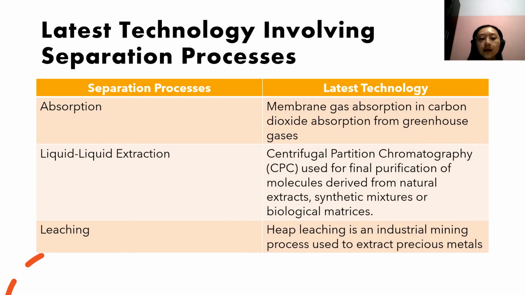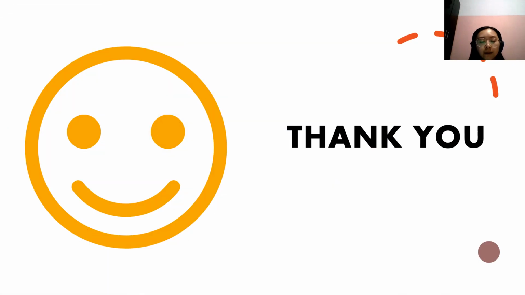The latest technologies of absorption are the membrane gas absorption and carbon dioxide absorption from greenhouse gases. For liquid-liquid extraction, the latest technology is centrifugal partition chromatography (CPC), used for final purification of molecules derived from natural extracts, synthetic mixtures, or biological matrices. Last but not least, the latest technology for leaching is heap leaching, which is an industrial mining process used to extract precious metals. That's all that I want to share for today.